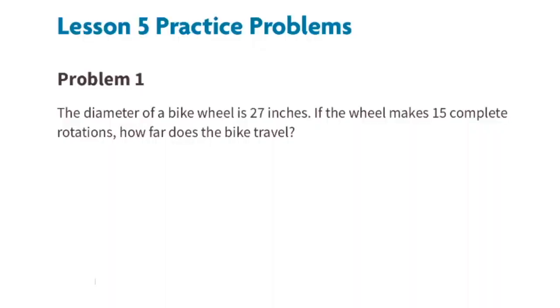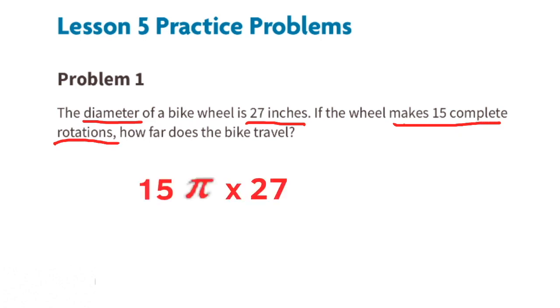7th grade Open Up Resources, Illustrative Mathematics, Unit 3, Lesson 5, Circumference and Wheels. Problem number 1. The diameter of a bike wheel is 27 inches. If the wheel makes 15 complete rotations, how far does the bike travel? 15 rotations times pi times 27 inches.